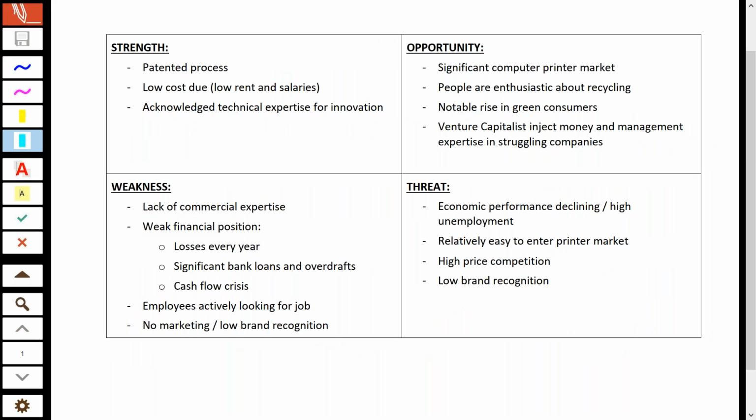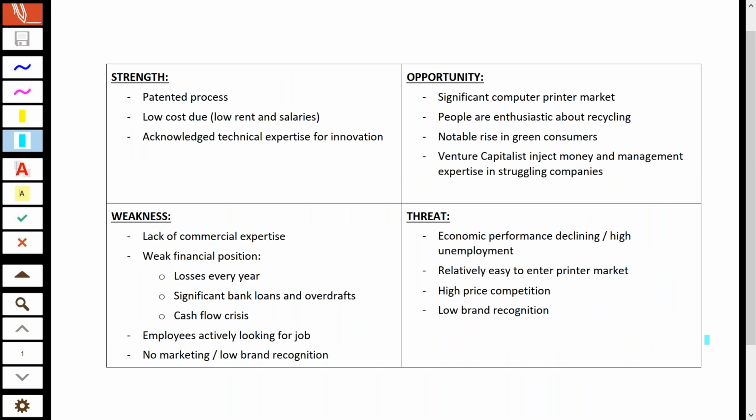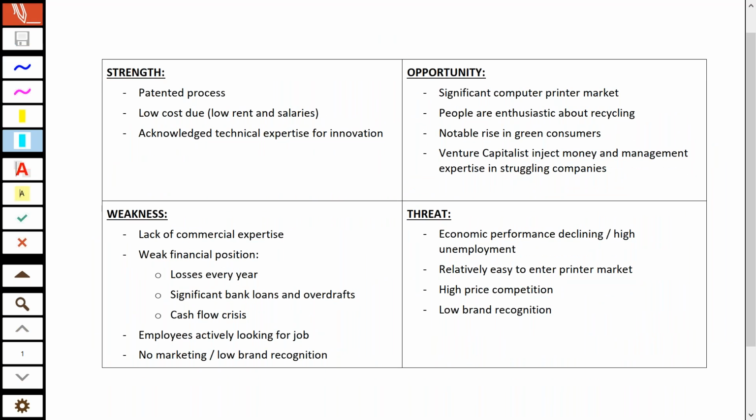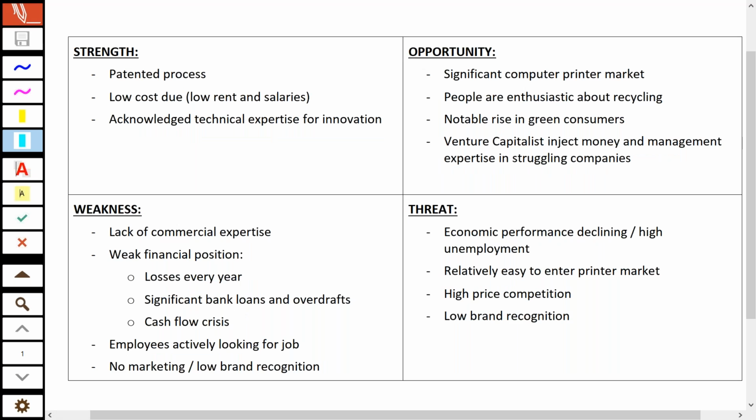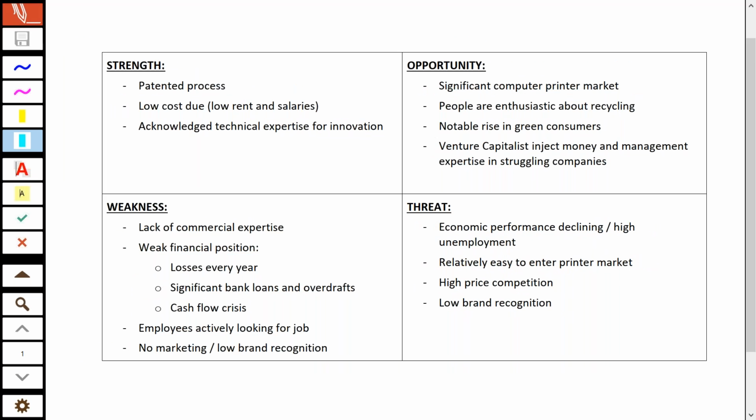So just to make your life easy, I have summarized the strengths, the weaknesses, the opportunities, and the threats on one sheet. So this is a tabular presentation. You don't need to follow that in your exam, but just to show everything on one slide, I have summarized to facilitate our discussion on TOWS.